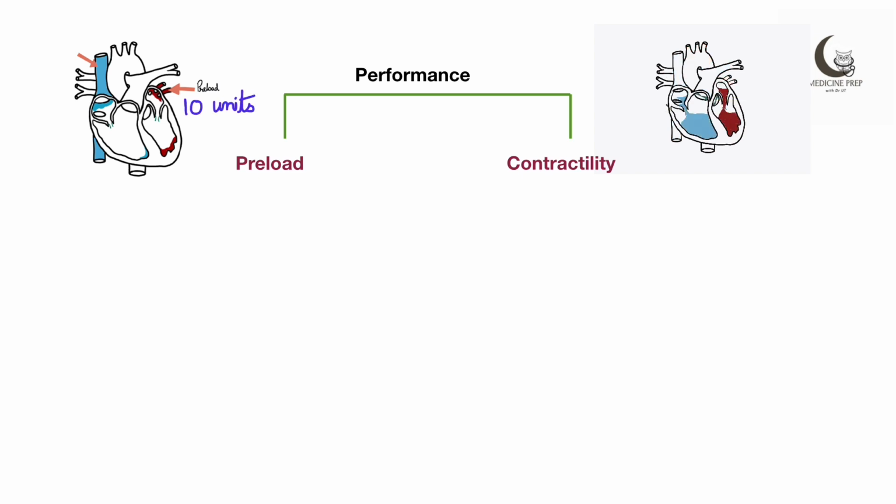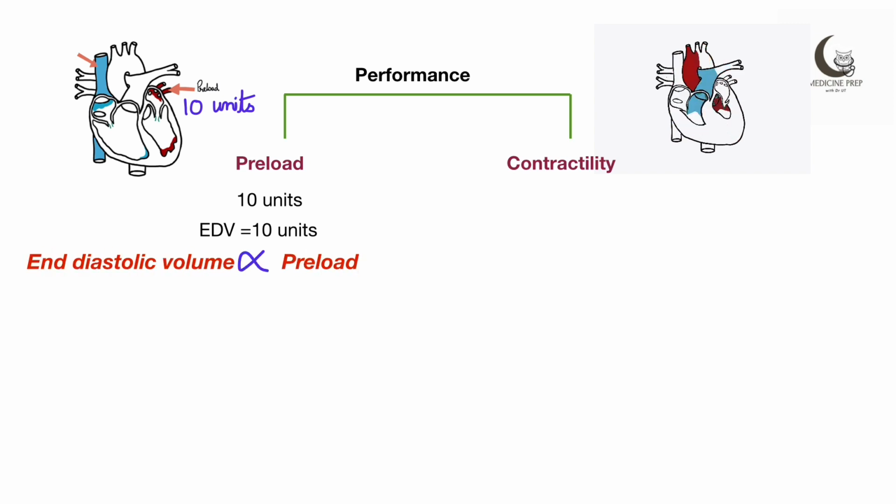Now let's simplify this further. If atria get 10 units of blood, this is just for example, then your preload is 10 units. Now when you're getting something for free, you want all of it. So your end diastolic volume will also be 10 units. End diastolic volume is directly proportional to your preload. Now that the ventricle has taken everything, it has to give some blood to the body and keep some reserve. The reserve is your end systolic volume. Let's say it's 4 units.